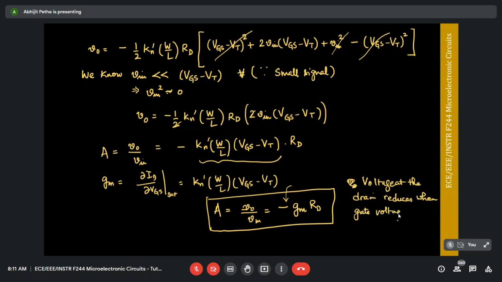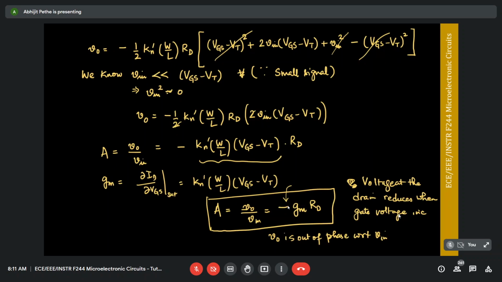Or in other words, if you just look at the small signal part of it, as Tanay just said, the small signal V0 is out of phase with respect to Vin, right? The second thing you notice is that the gain depends on the transconductance of the transistor, right? So if I want to increase the gain, I need to increase the transconductance.